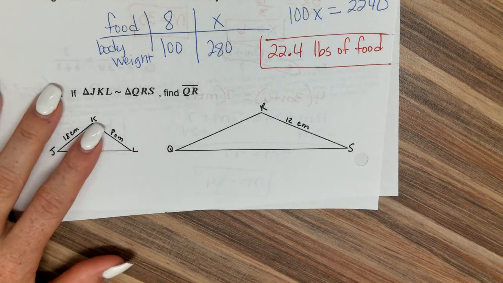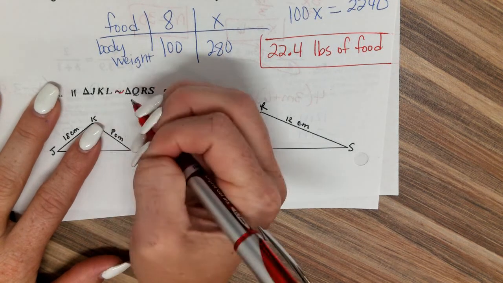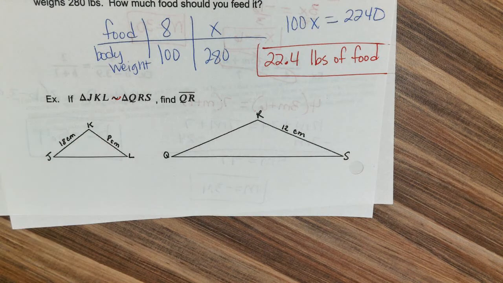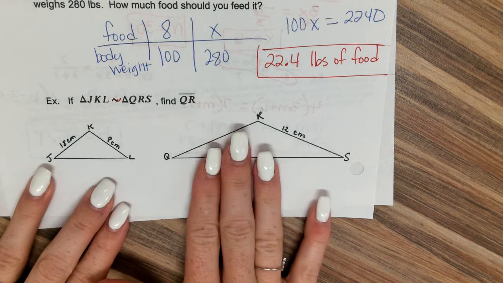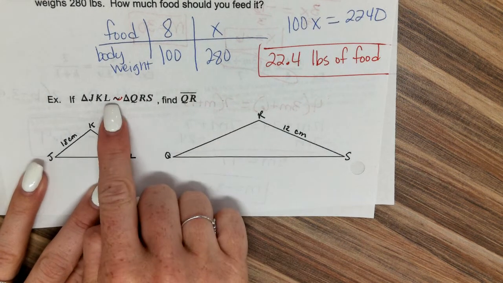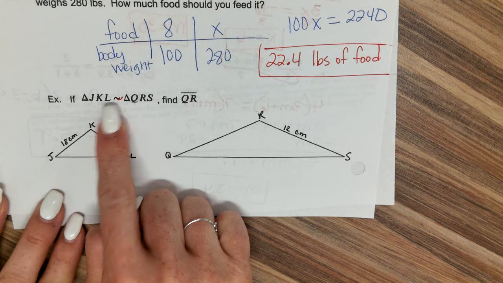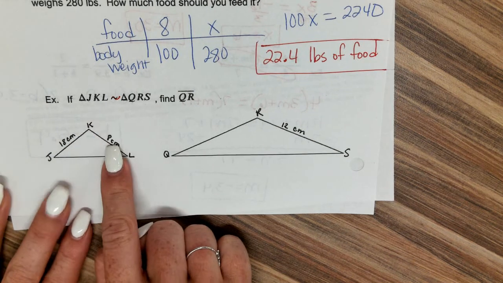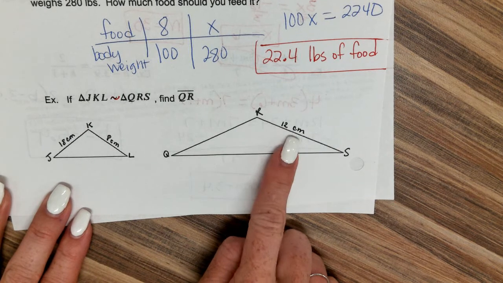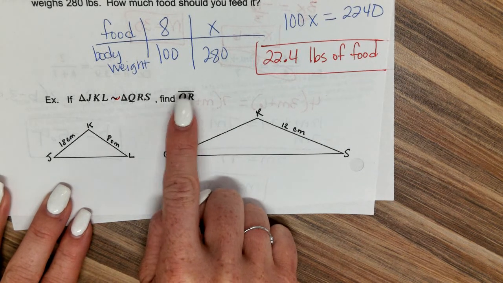This line right here, this squiggly line, means similar. And to be similar means to be proportional. So they basically took this triangle and made it bigger to make this one. But it's proportional because they're telling you it is. Yes? They're telling you that JK is 18 centimeters and KL is 8 centimeters. RS is 12 centimeters, and they're saying find QR.